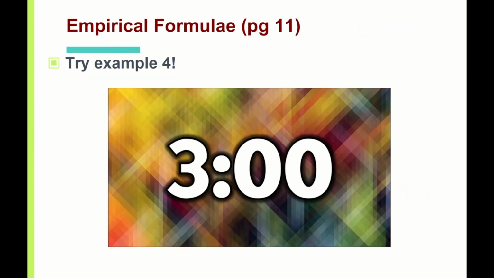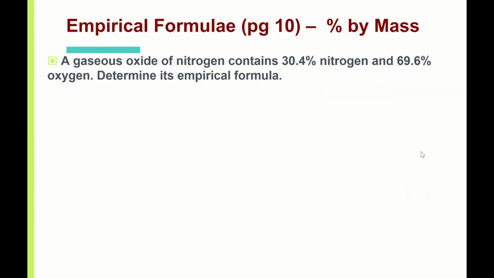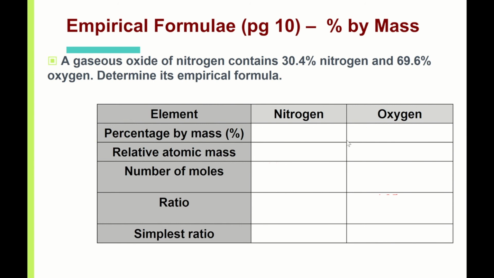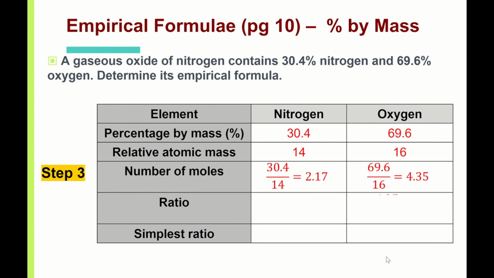So try example 4 now without looking at the answer. It's the same thing. Draw out the table to help you in your calculations and presentation. So first thing is I have 30.4% of nitrogen. Step 1, fill it in. 69.6% of oxygen. Atomic mass, I repeat, one atom: nitrogen is 14, oxygen is 16. So I will need to calculate the number of moles. If I calculate the number of moles, mass over molar mass, I'll get this. Mass over molar mass, I'll get this.